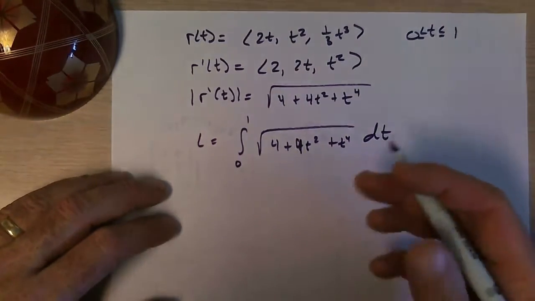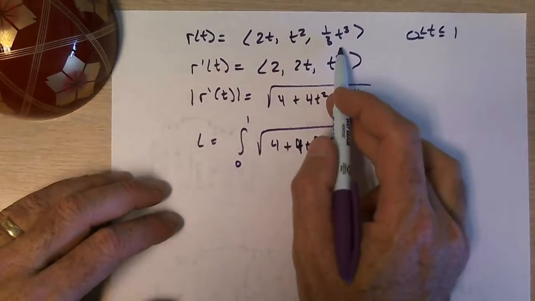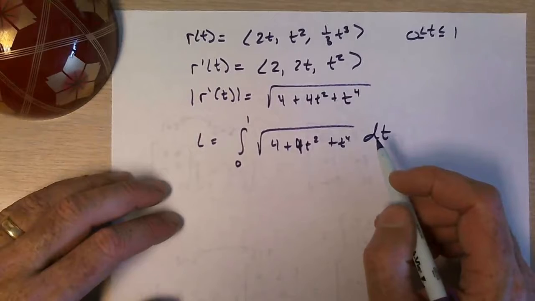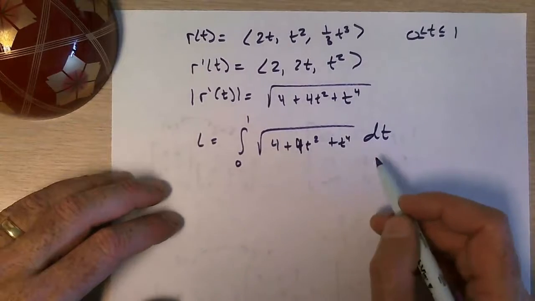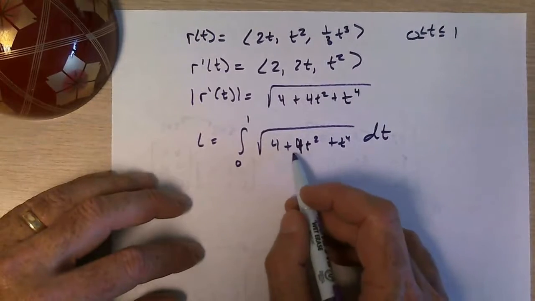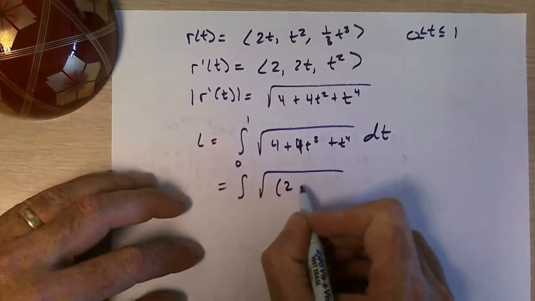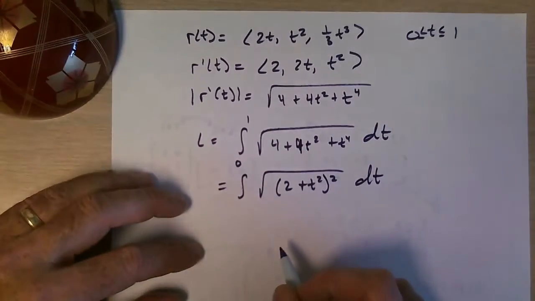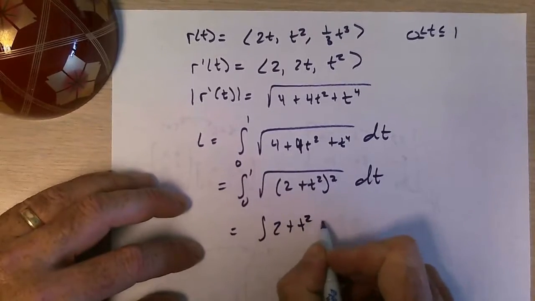Now, when I write problems for quizzes and exams, I'm not really very careful about what functions I grab to make my vector functions with. Textbooks have a tendency to be very careful, so that they can get integrals that you can actually do by hand. This one, maybe not immediately obvious, but the stuff under the square root factors there. This is the square root of 2 plus t squared, squared. So if I take the square root of that, I just get 2 plus t squared. So this is the integral of 2 plus t squared dt.